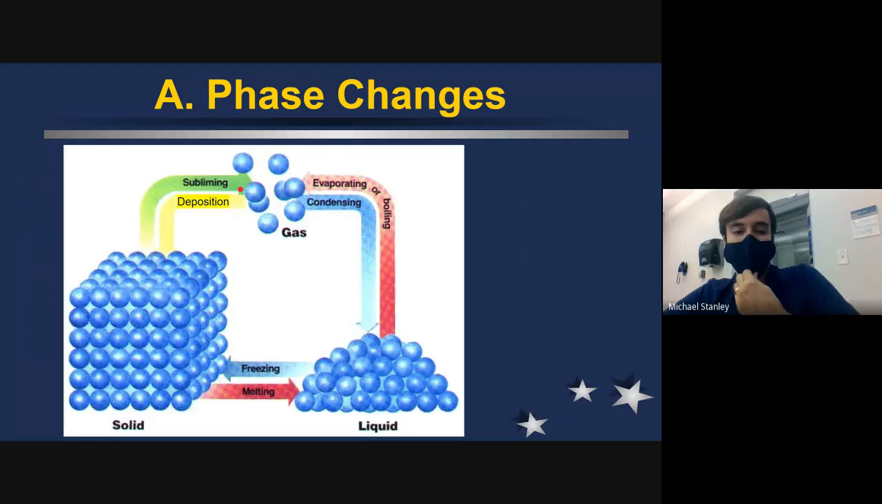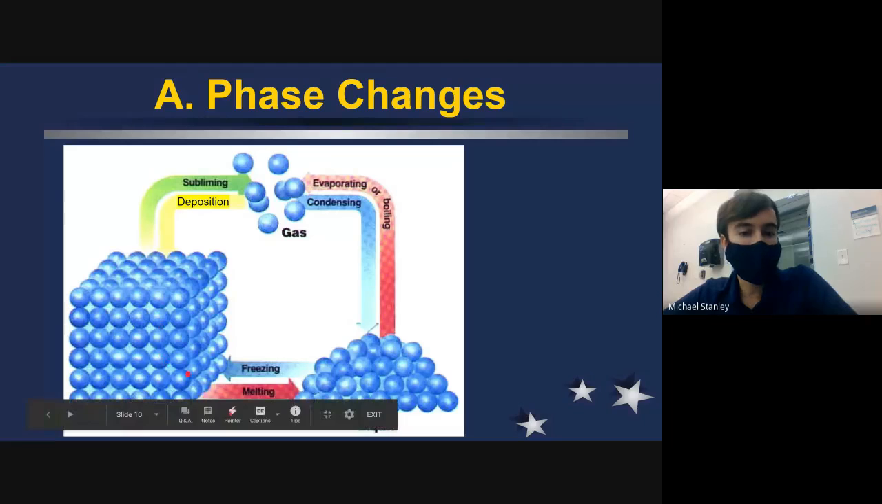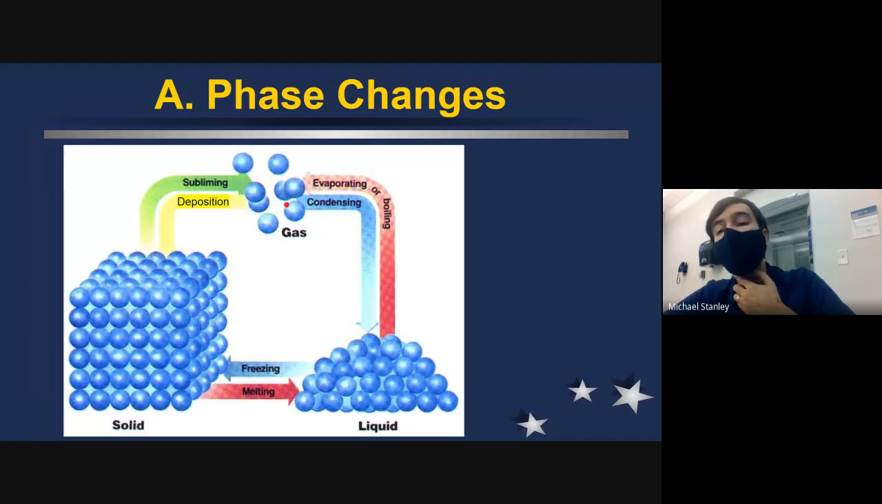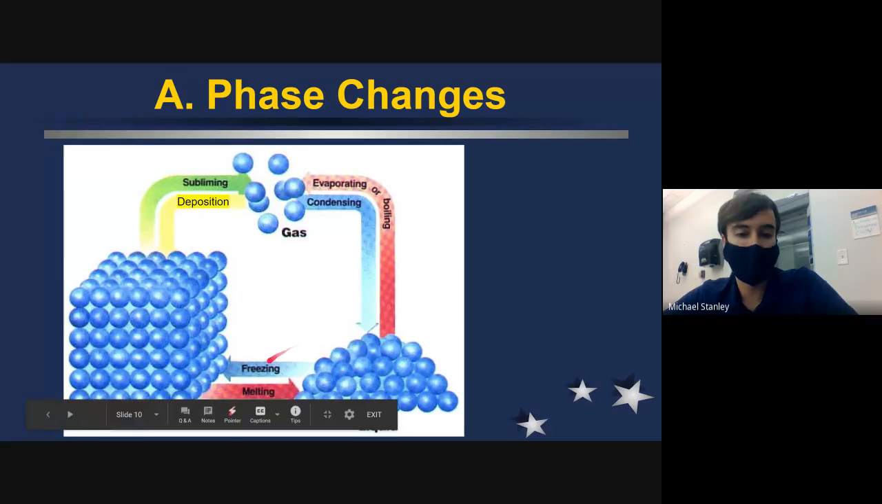So here is a handy little chart that I found that puts everything together for you guys in one place. We have our solid particles, our liquid particles, and our gas particles. And if you want to know the name of how to get from one to another, you just follow the arrows. So to go from a solid to a liquid, we go through the process of melting.